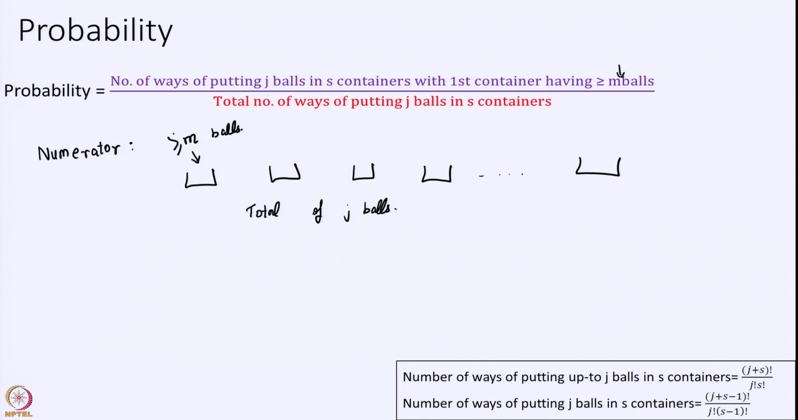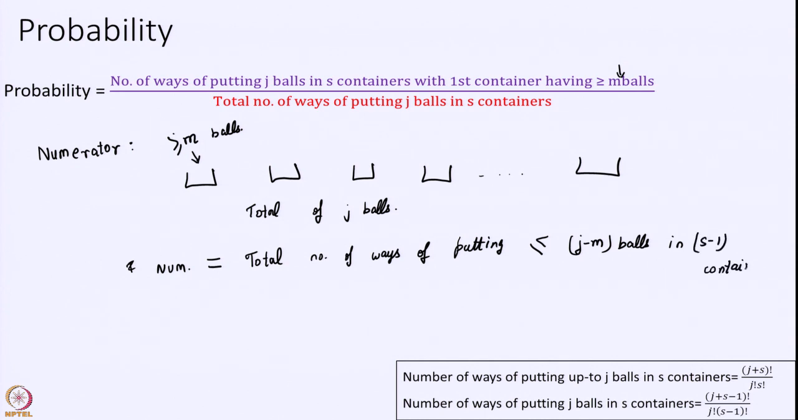Well, the answer is actually simple. The numerator is nothing but the total number of ways of putting less than or equal to J minus m balls in S minus 1 containers. The first one has m or more, which implies that the rest of them combined have J minus m or less. If the first box has m balls, the rest of them will have J minus m exactly. If the first one has m plus 1, the rest of them will have J minus m minus 1. So the maximum you can put in these S minus 1 containers is J minus m. It will be less than or equal to J minus m. You can have 0 as well. I can perhaps put all of the balls in the first container. That is also a configuration.